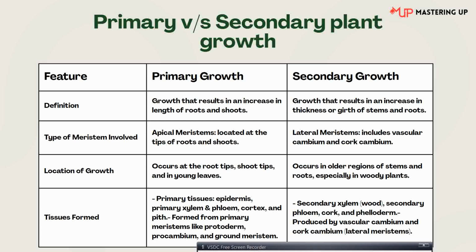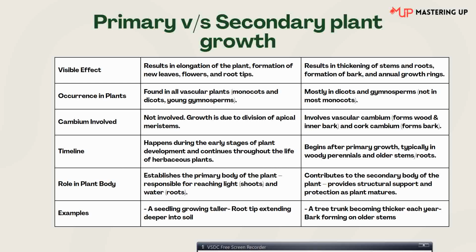Coming to the secondary growth: secondary xylem (wood), secondary phloem, cork and phelloderm are produced by vascular cambium and cork cambium, the lateral meristems. Now the visible effect: in case of primary growth, it results in the elongation of the plant, formation of new leaves, flowers, root tips, etc. And in case of secondary growth, it results in the thickening of the stem and roots, formation of the bark and annual growth rings.